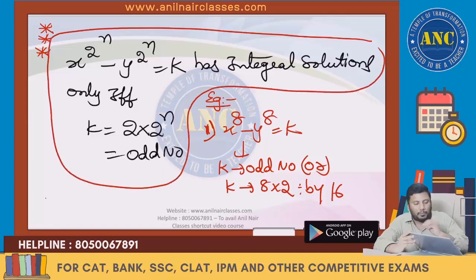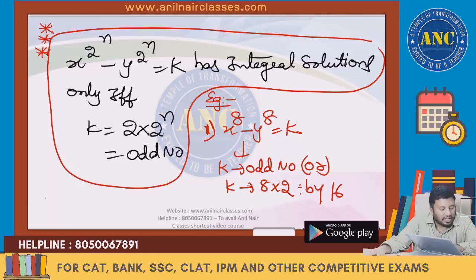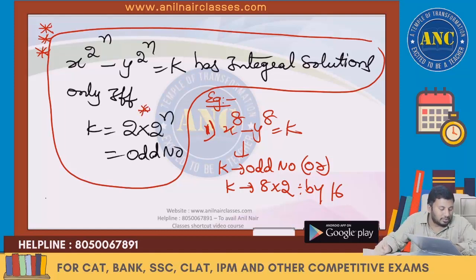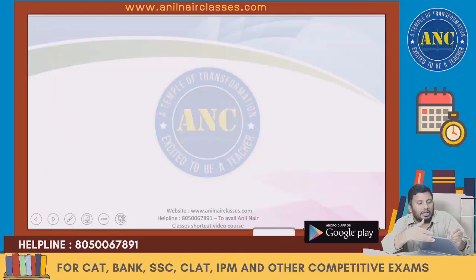Please make a note of it, sir. Very, very important learning. x^(2ⁿ) − y^(2ⁿ) = k has integral solutions only if k is an odd number or a multiple of 2 into 2ⁿ. Please make a note of it. Please write down a few examples. Examples.